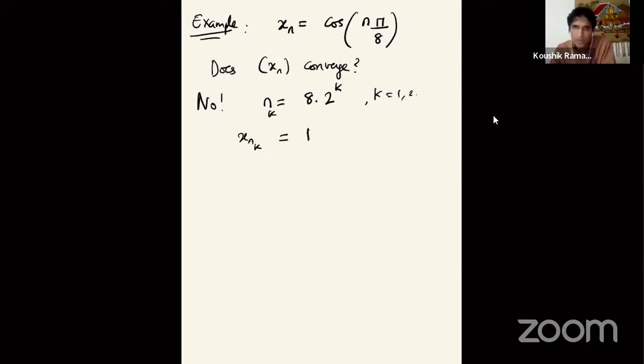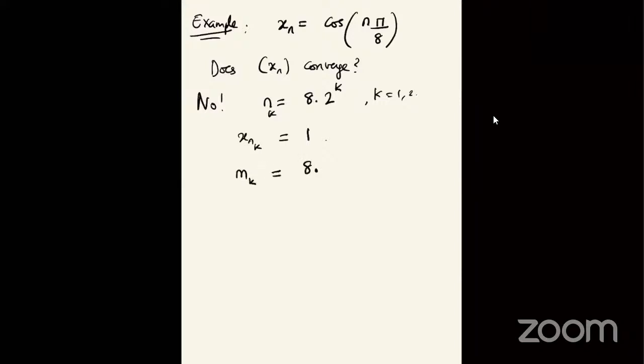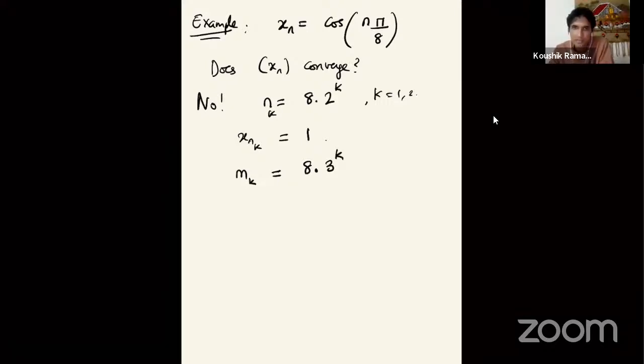But now, do you see what kind of subsequence you can take to get -1? All the odd powers. So let's say m_k is 8 times 3 to the k. If you take this, then x_{m_k} is -1, because the 8 will cancel and 3 to the k is always odd, so you get -1. What you have done is produced 2 subsequences with 2 different limits. So you can't have that the sequence converges.